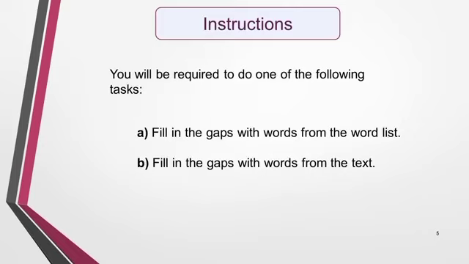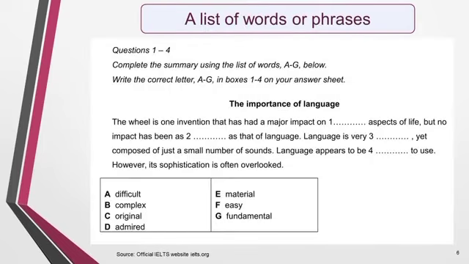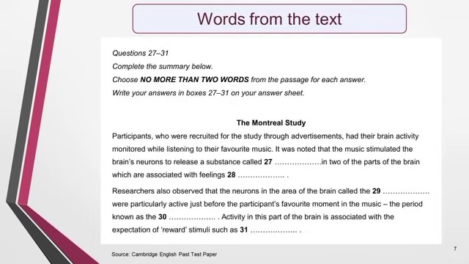You will be required to do one of the following tasks. Fill in the gaps with words from a word list, or fill in the gaps with words from the text. On this slide and the next are two sets of instructions from past test papers to illustrate the two different forms of summary completion questions. In this example, you have to select the missing words from a list of words included in the instructions. Note that there are more words in the list than are needed to fill the gaps. In this example, on the other hand, you're required to select the missing words from the text.